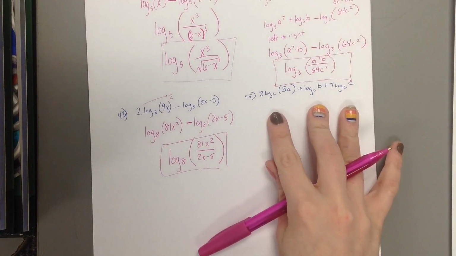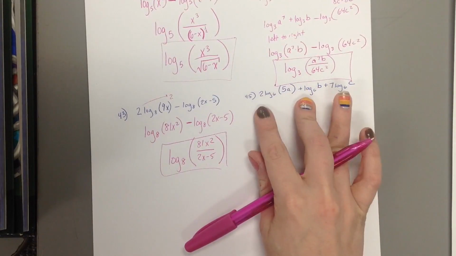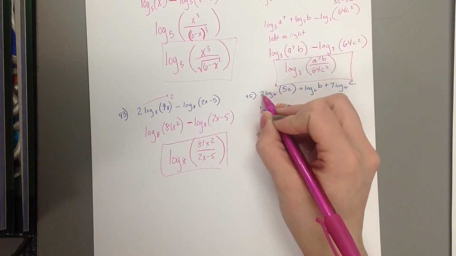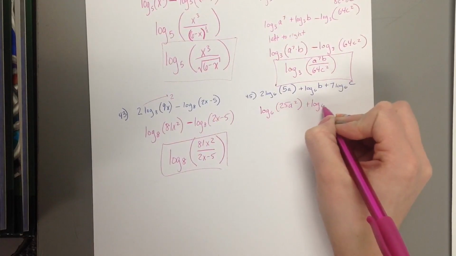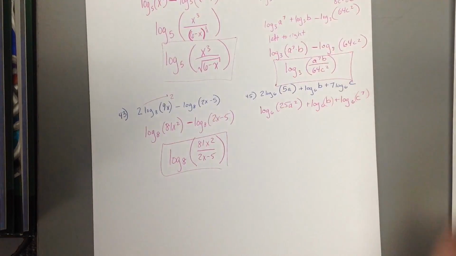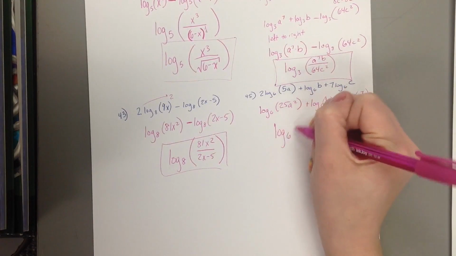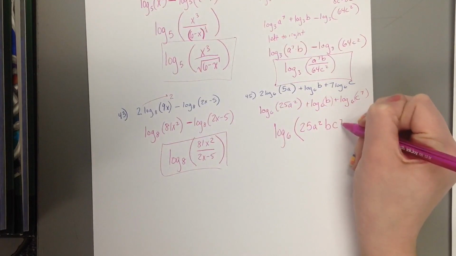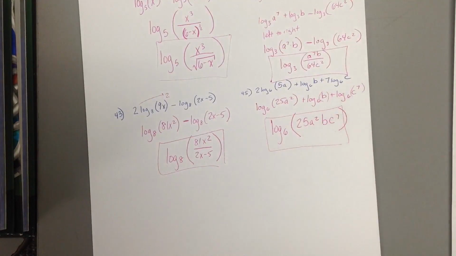The last one, 3 pieces again. I'm going to use my coefficients out front, none on the middle here, but I see a 2, I see a 7, and they're going to go up to the exponent position. So I have log 6 of 5a squared makes this 25a squared, plus log 6 of b, plus log 6 of c to the 7th power. I have addition all the way around, so this is going to be log 6 of lots of stuff: 25a squared b c to the 7th. Since I'm adding all of those, I'm multiplying all of those. And there is my final answer.